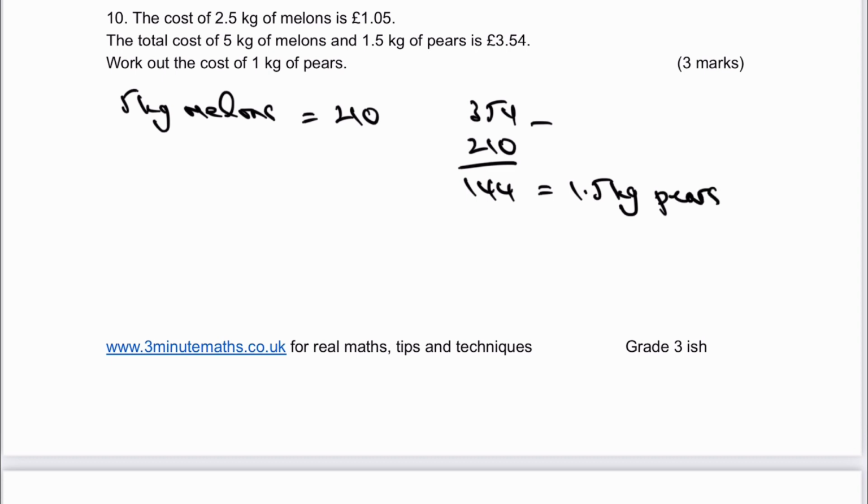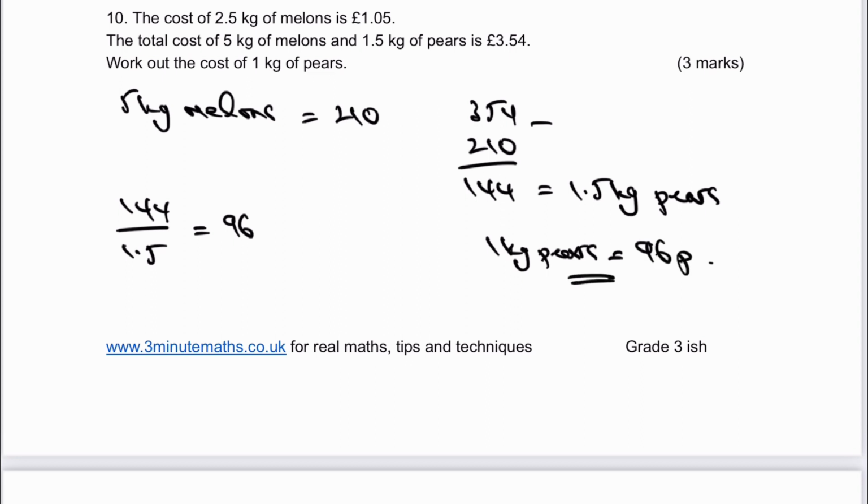So therefore, if I want to work out the cost of 1 kilogram of pears, I'm going to take my 144, divide it by 1.5, and that's going to give me 96. Okay, so therefore 1 kilogram of pears is going to equal 96p, and that would be the answer to this particular question.